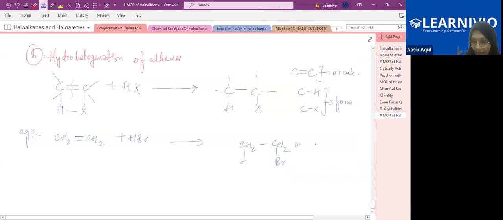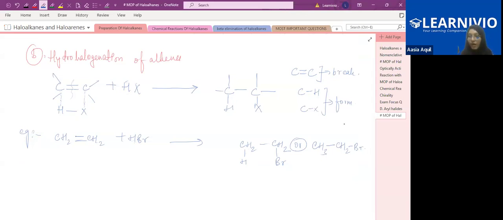So what will be the product? You can also write it as CH3. Two hydrogens were there, and you attach one more hydrogen on this carbon, so it will be CH3, then CH2 and Br. So on hydrohalogenation of ethene, it will give you bromoethane. Got my point?